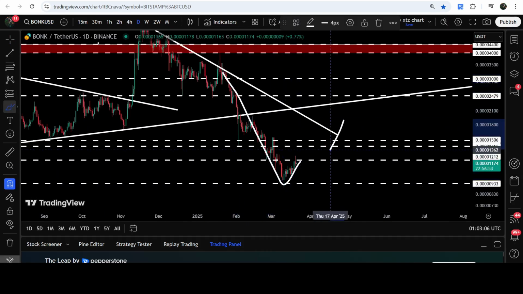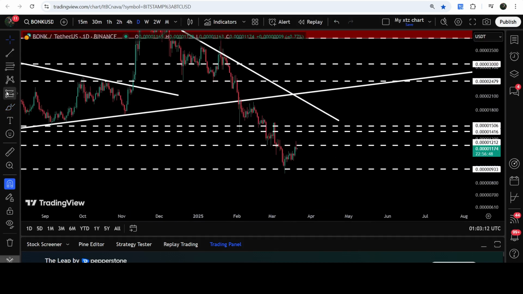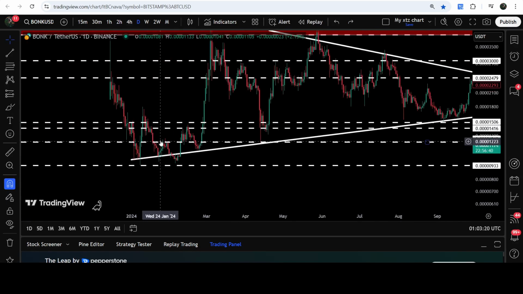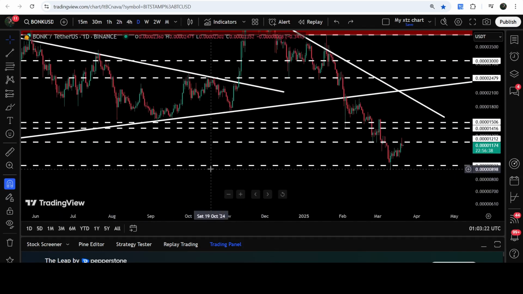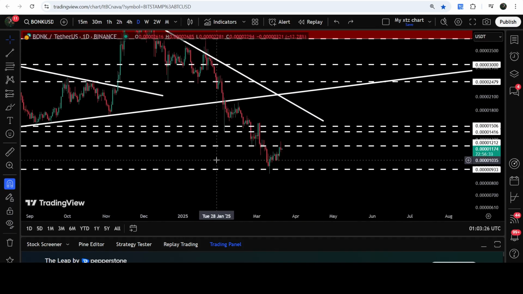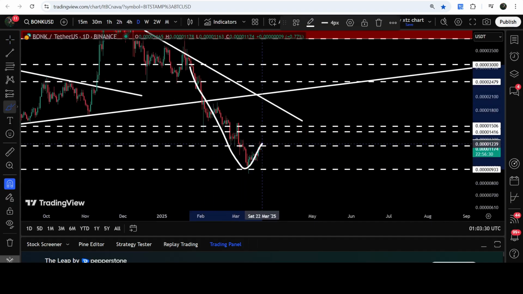Now it is trying to break out this very long-term resistance of 0.00001212 dollar. That was recently working as support here, and before that it was working as support here and resistance here as well. In case of another rejection, there can be a potential double bottom pattern formation here. This can be the first bottom, and if the price is rejected by this resistance again, then we may see the formation of the double bottom.